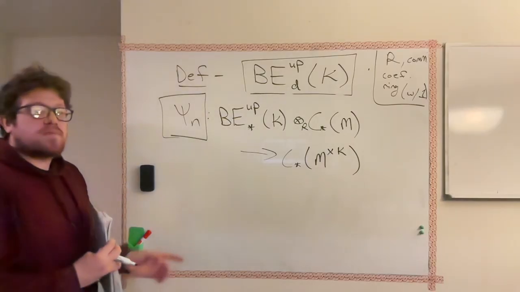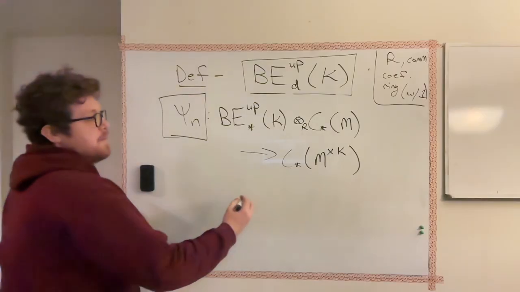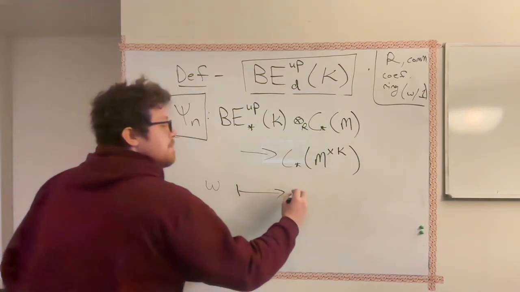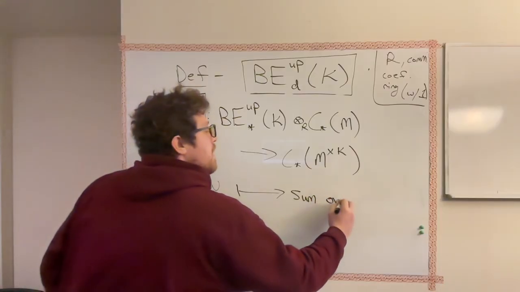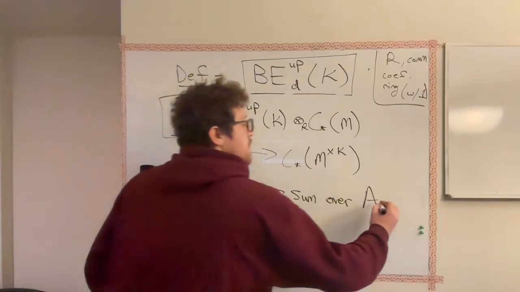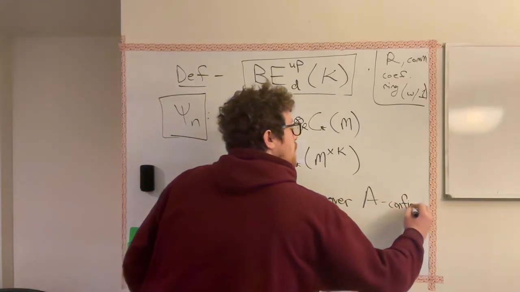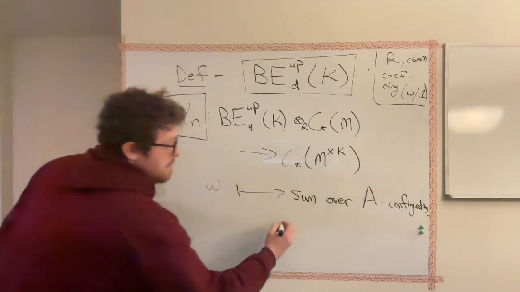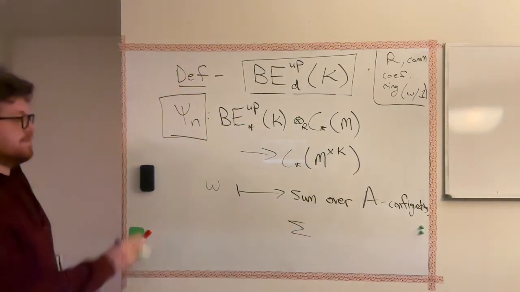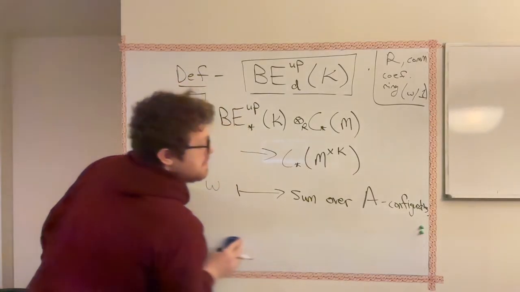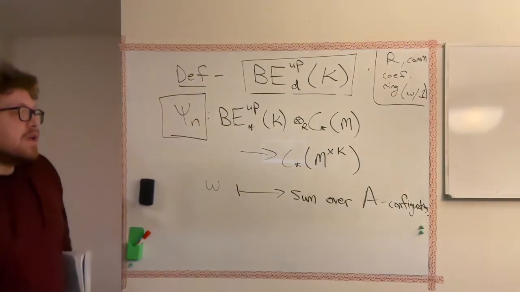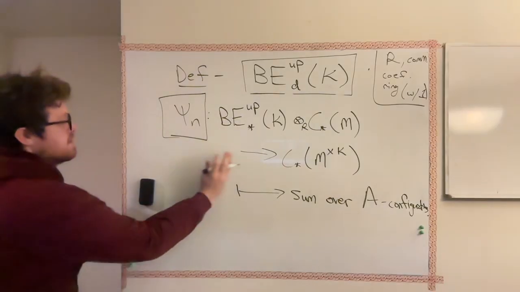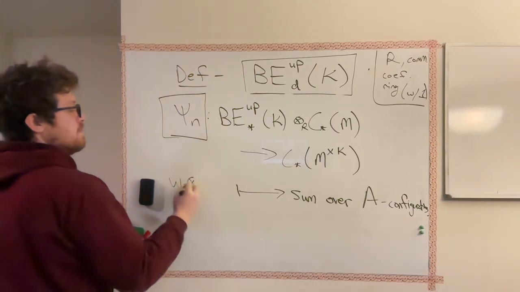I'm not going to define this precisely yet, but let's just say that it gives us some sum over A configurations, which I'll define in a bit. I take an element W, the one we had written before, and we'll fill in the blanks in a second. Actually, I should write W tensor with sigma.